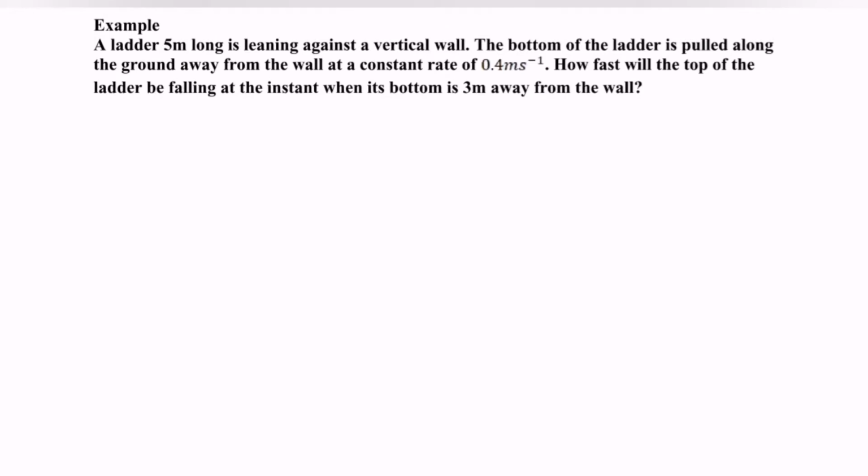Hello everyone, in here we have the example of rate of change. A ladder 5 meters long is leaning against a vertical wall. The bottom of the ladder is pulled along the ground away from the wall at the constant rate 0.4. How fast will the top of the ladder be falling at the instant when its bottom is 3 meters away from the wall? So now we have to illustrate the situation before we further our discussion.